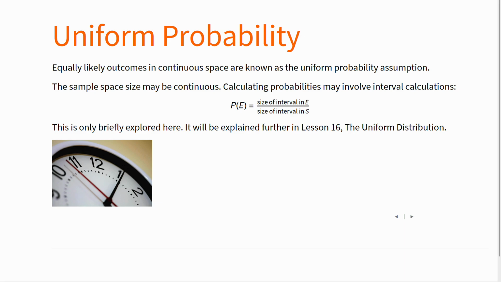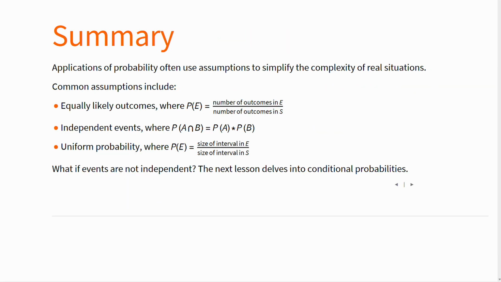So, what should you remember about this lesson? First, the applications of probabilities use assumptions to simplify the complexity of real situations. That's crucial because otherwise we can't really evaluate any probabilities. Then, all the common assumptions. You have equally likely outcomes, where all outcomes have the same probability. Then, independent events, where the probability of intersecting events is equal to their product. And finally, uniform probability, where all intervals of the same size have the same probability.